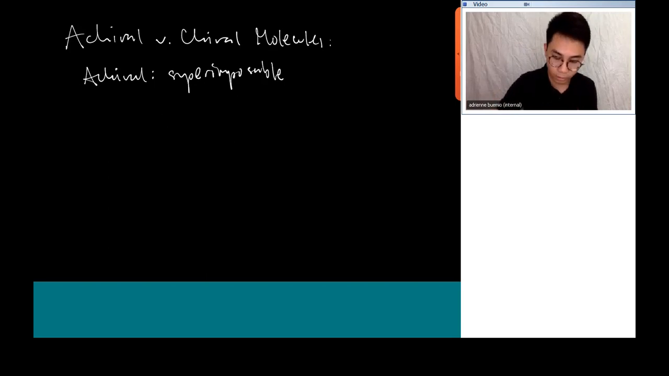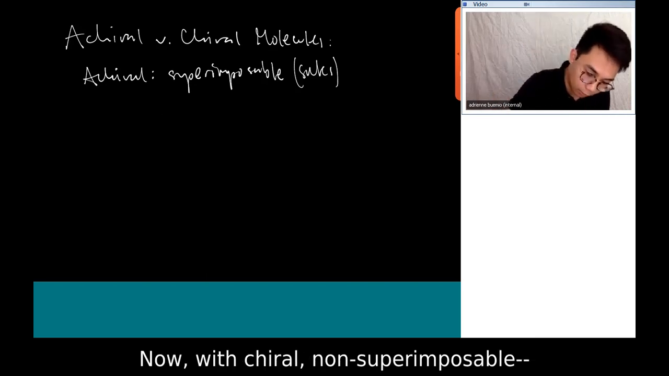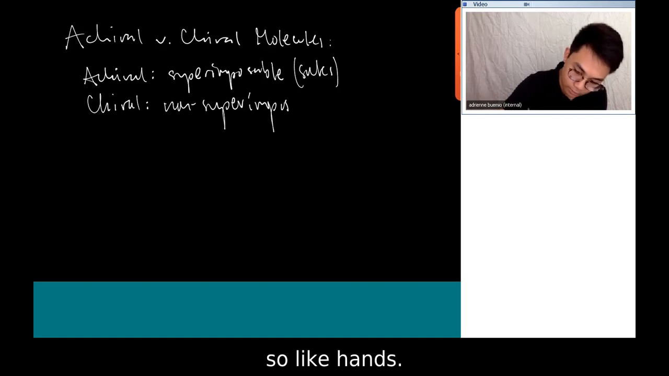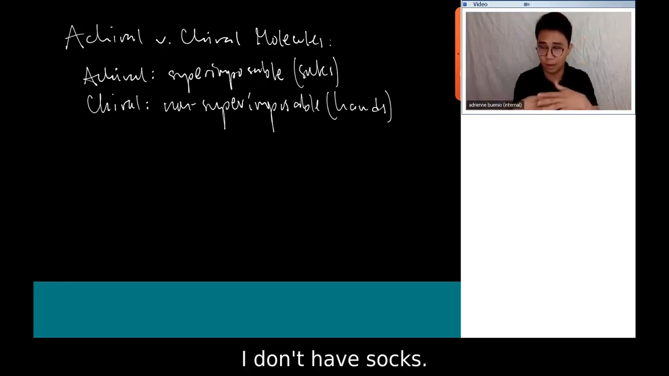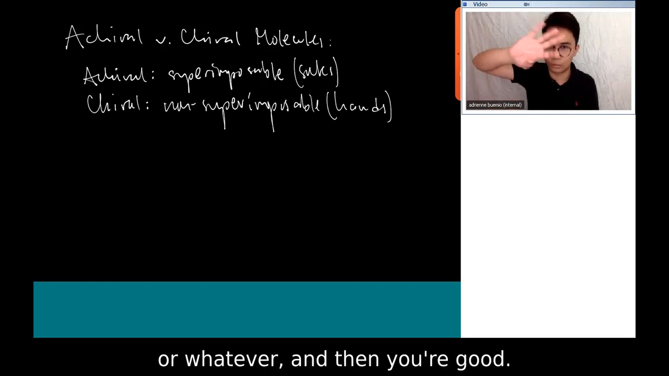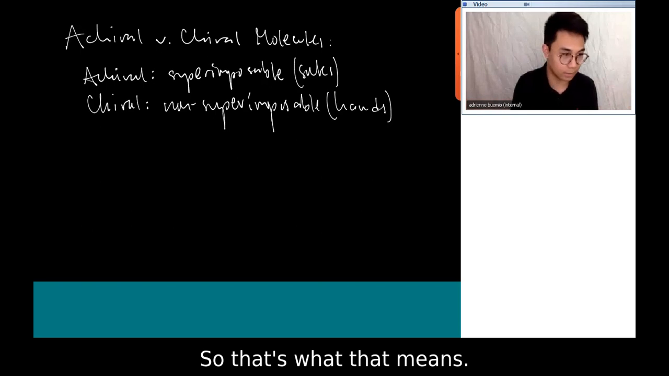Socks, superimposable. Now with chiral, non-superimposable. So like hands. They can't stack together, but socks can. I don't have socks, but for socks you just flip it over or rotate it or whatever, and then you're good. But with these, no matter how you rotate it, they're not superimposable, right? So that's what that means.